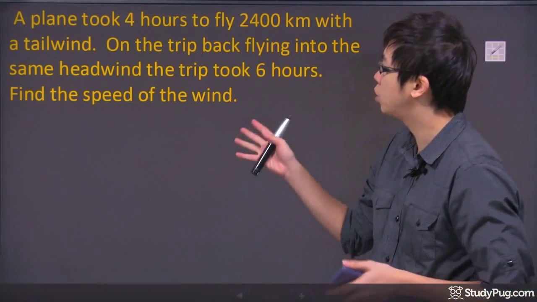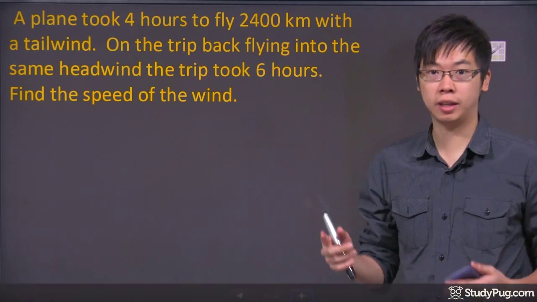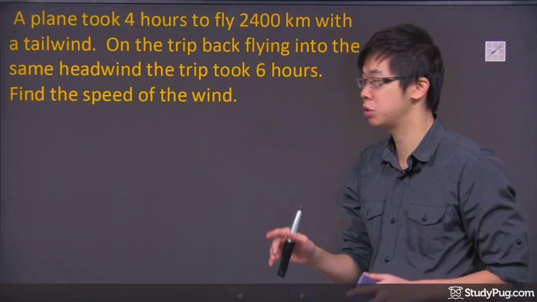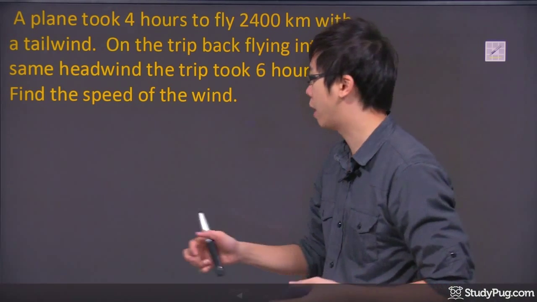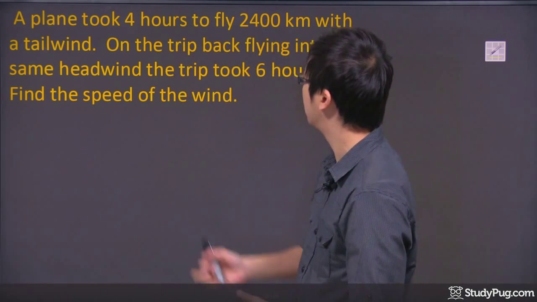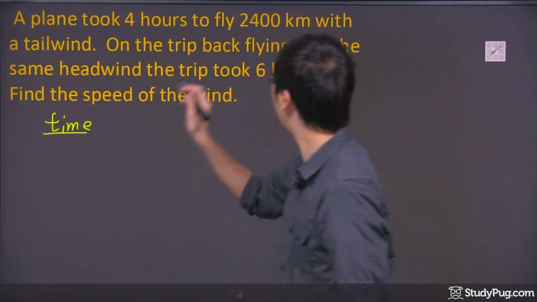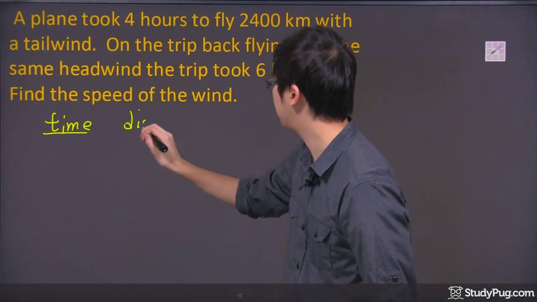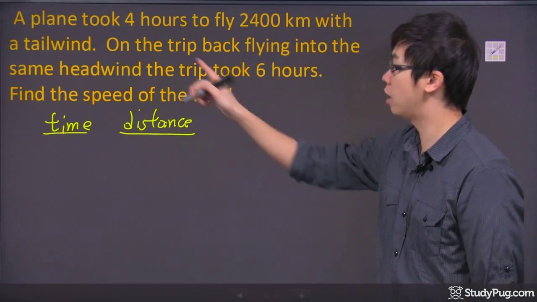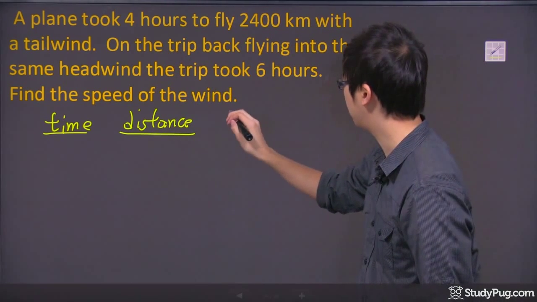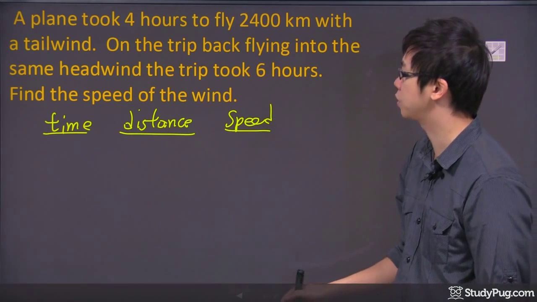So we got a plane that took 4 hours to fly 2,400 kilometers with the tailwind. For these kinds of physics questions, we have to set up a little table to help us figure out the information that we have. So let's put down the time for the first one. Here's our time, and I guess we have the distance. Let me put down the distance right here, and we also have the velocity, which is the speed. Let's not get too technical with the physics part here.